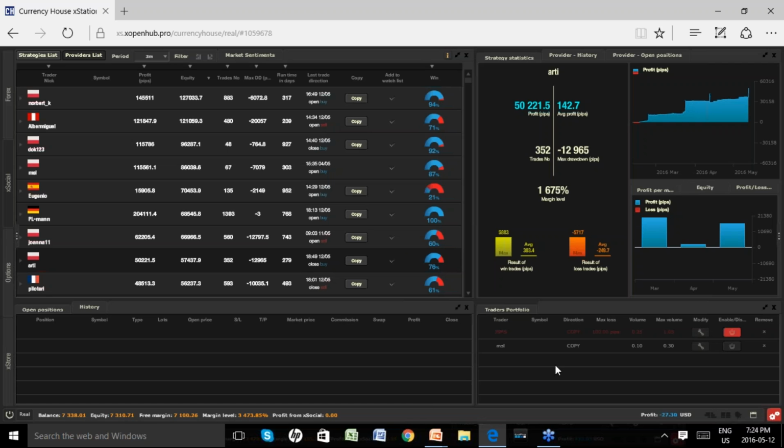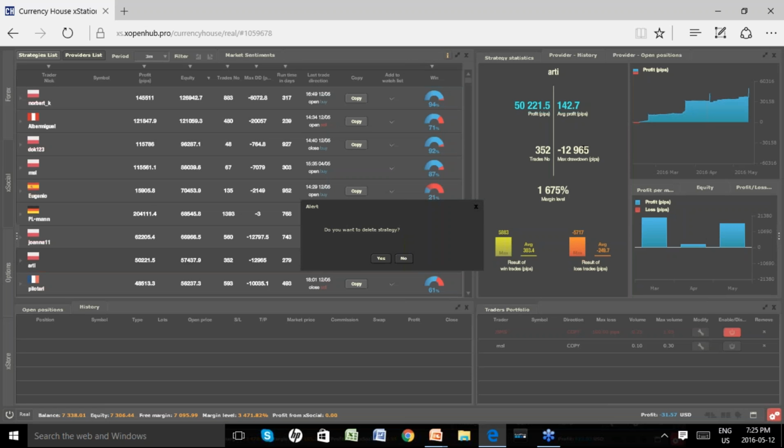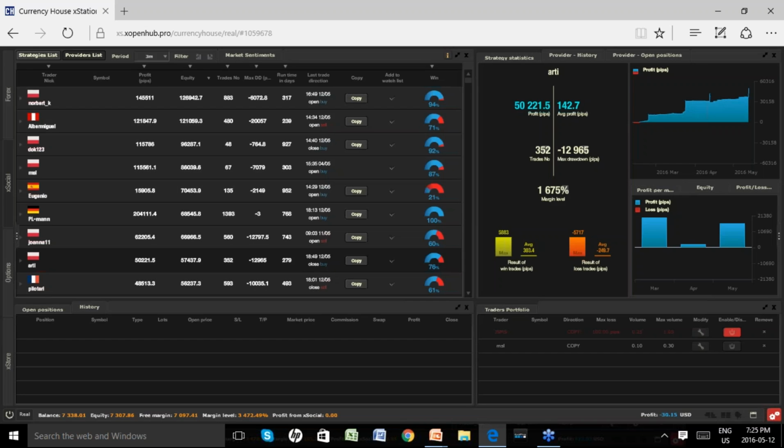Just so I don't have it enabled right now, because obviously I don't want to do that. This is just to show you guys how to do it, but that's how you enable it and disable it. And if you ever want to totally remove it, just click the X, and you'll totally delete their strategy. MSL is no longer copied. So that was pretty simple.